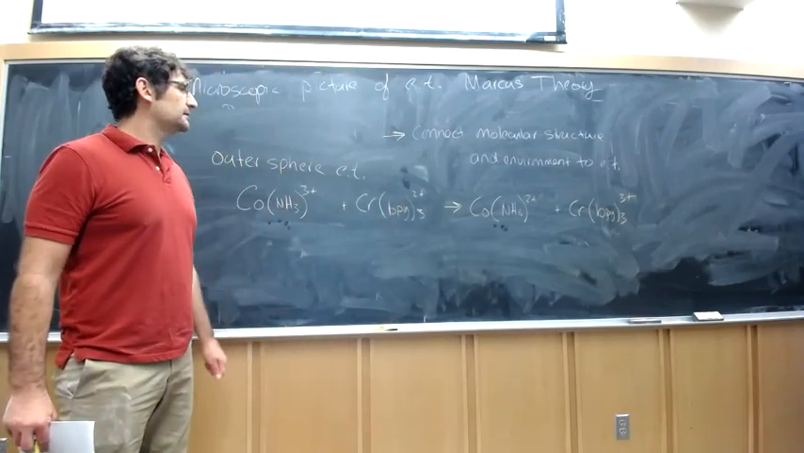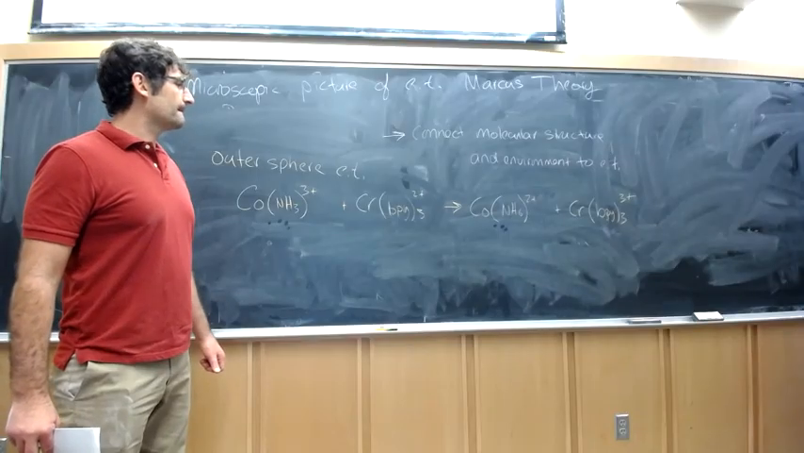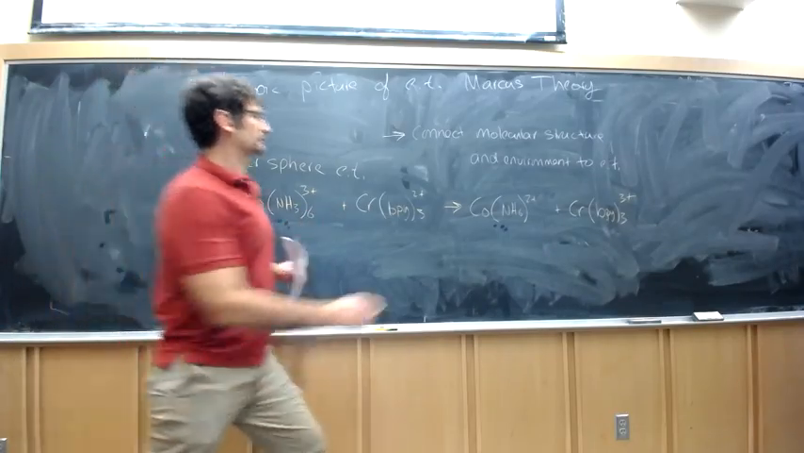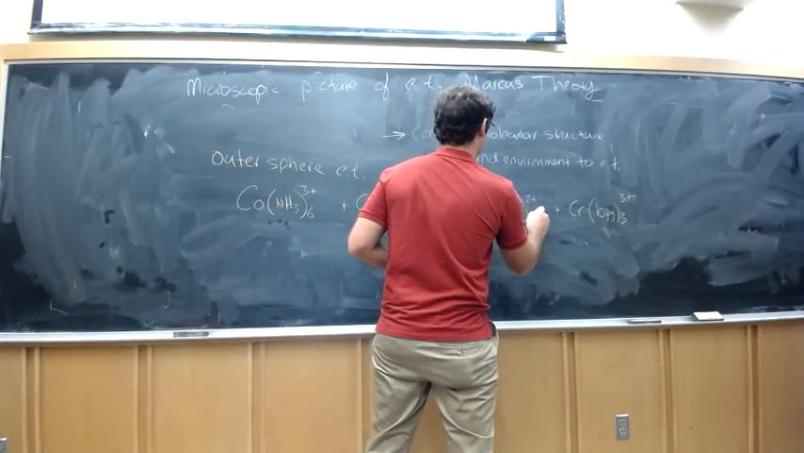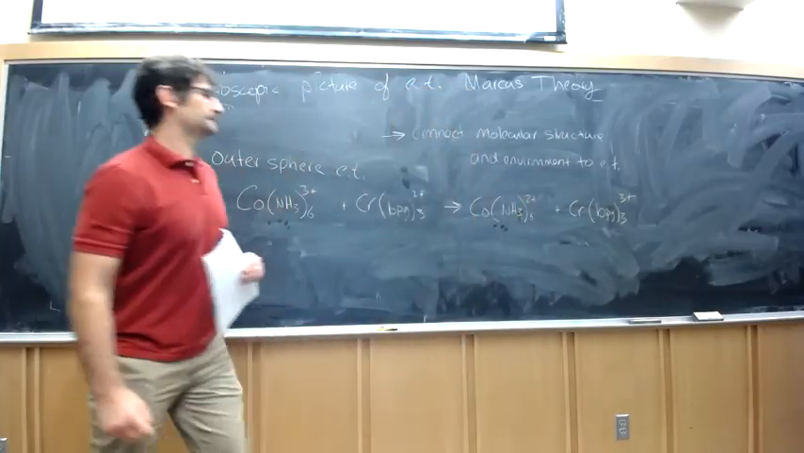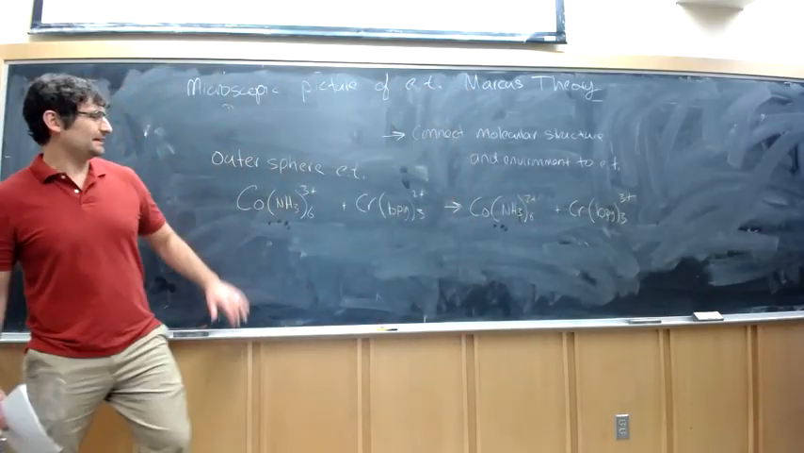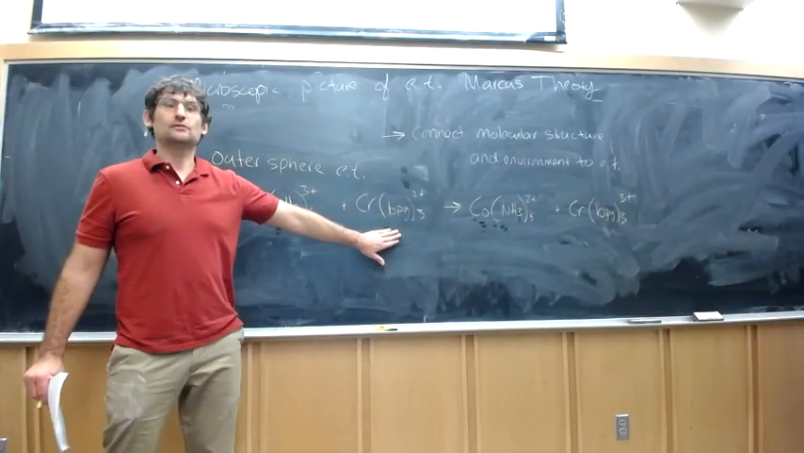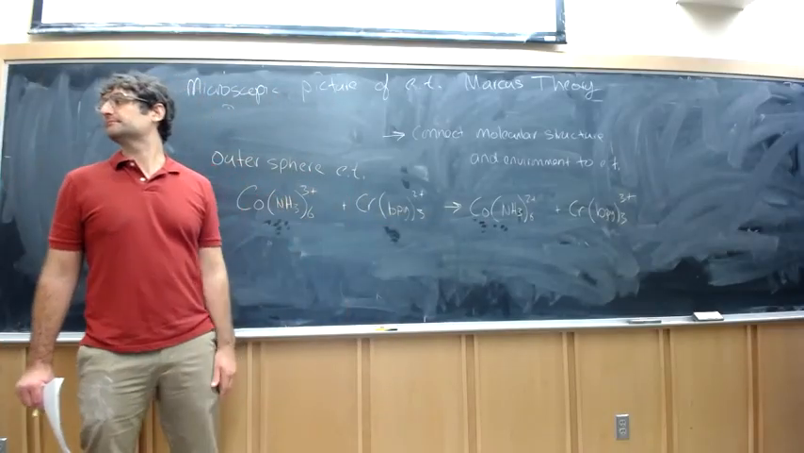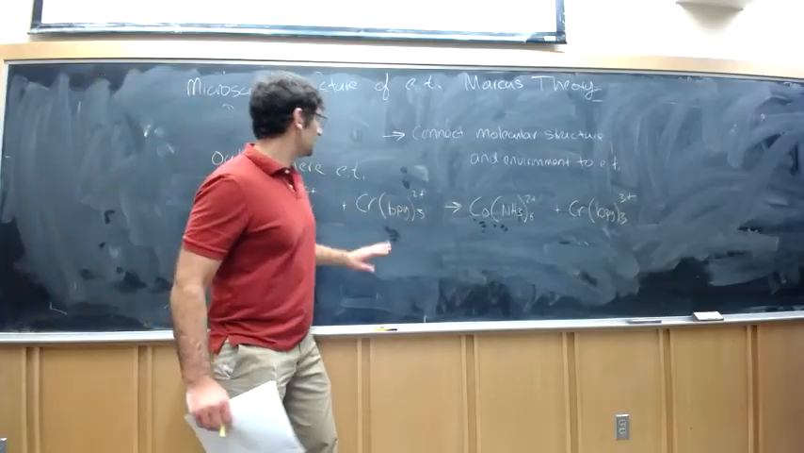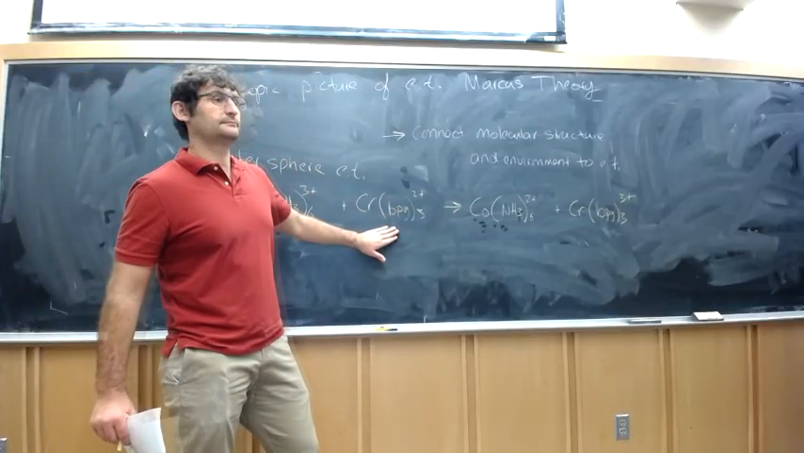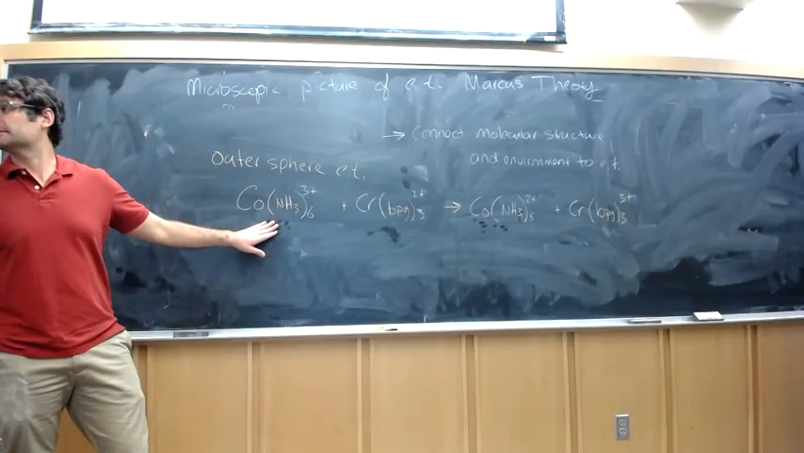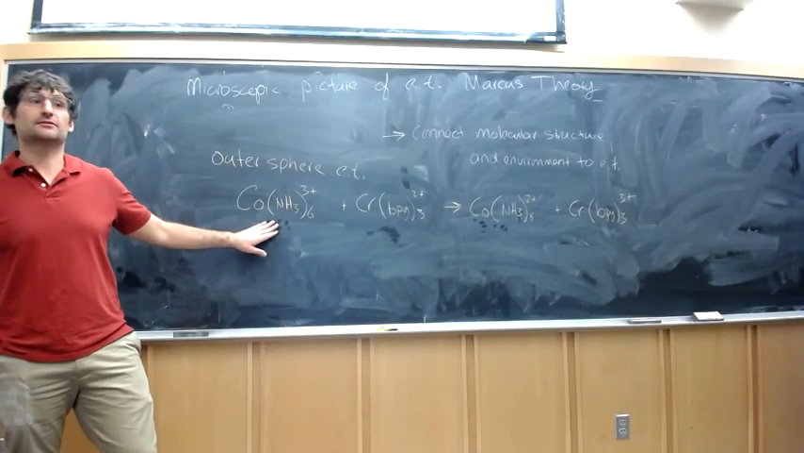How many amines do we have going on here? So hexamine. So which one's getting reduced? Cobalt or chromium? Cobalt, right? Cobalt's getting reduced. So chromium is the reducing agent, and cobalt is the oxidizing agent, or the oxidant.